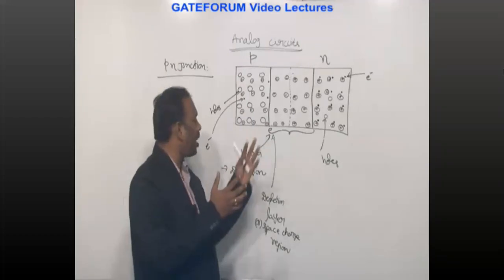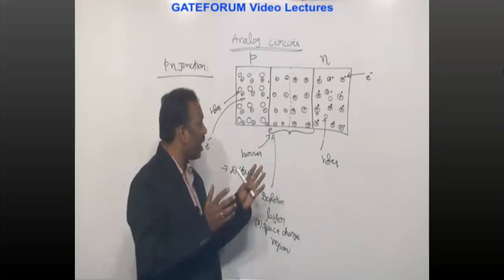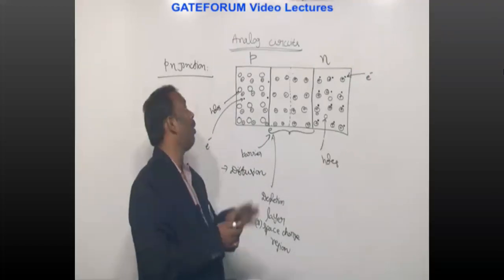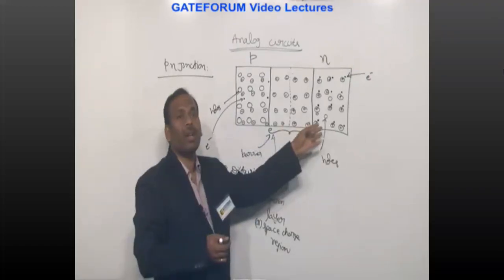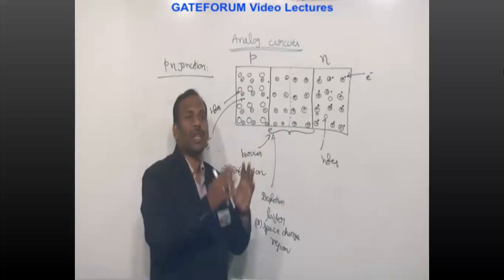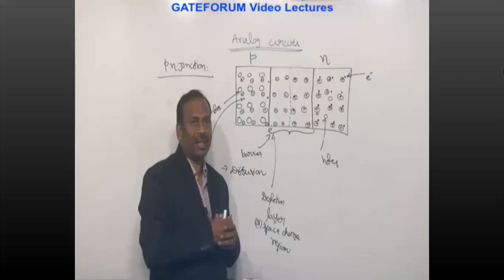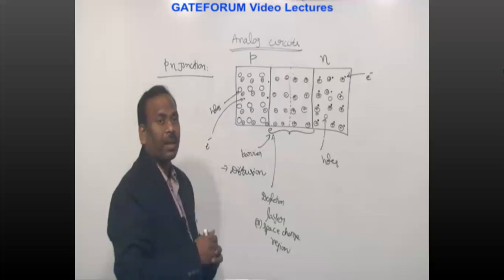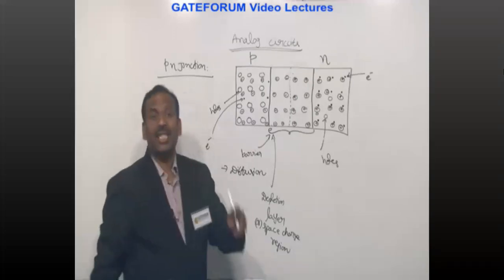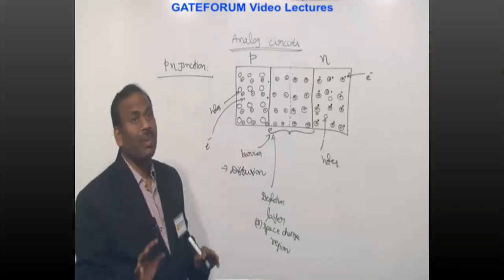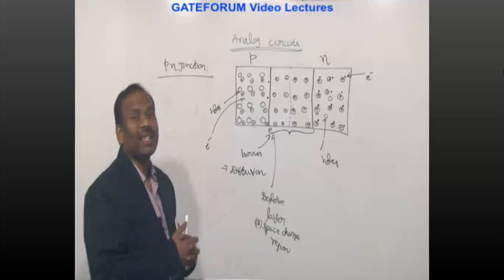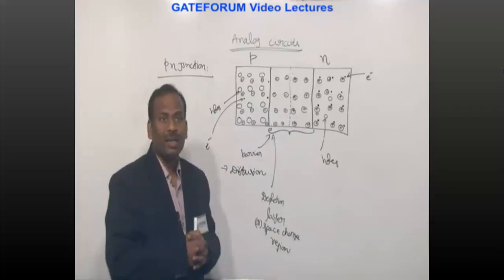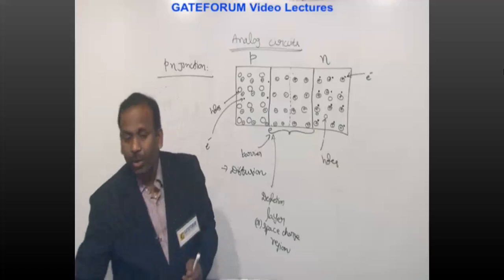After that the potential is developed. This potential barrier is not allowing the holes from P to N and electrons from N to P, thereby obstructing the charge carriers. So current is not going to exist. Now, this is under unbiased condition. Unbiased means we have not applied any external field. If you apply forward bias, what is going to happen?